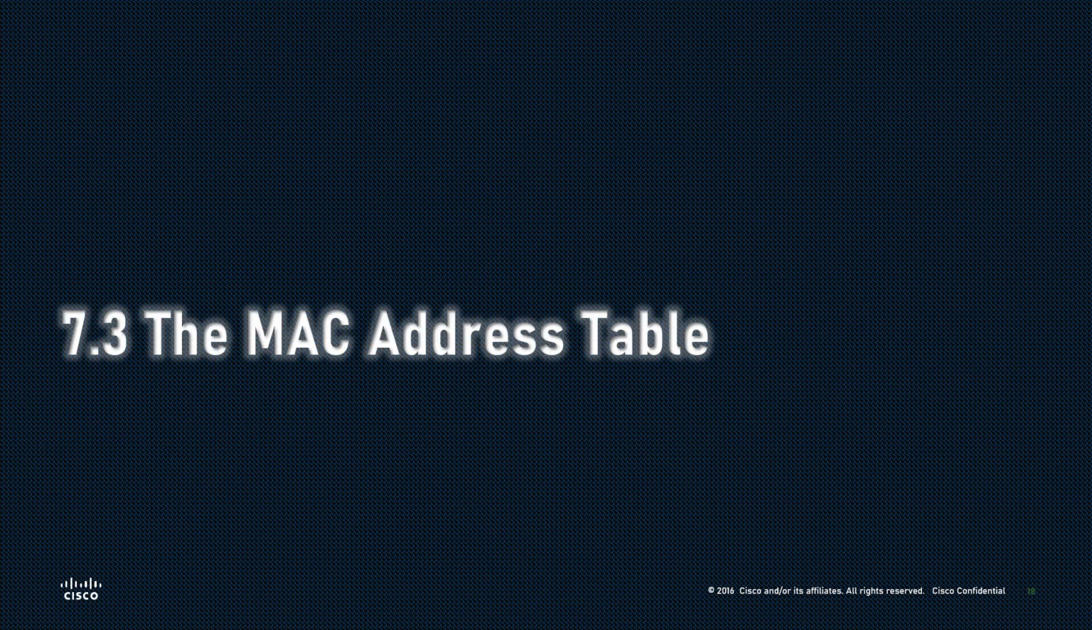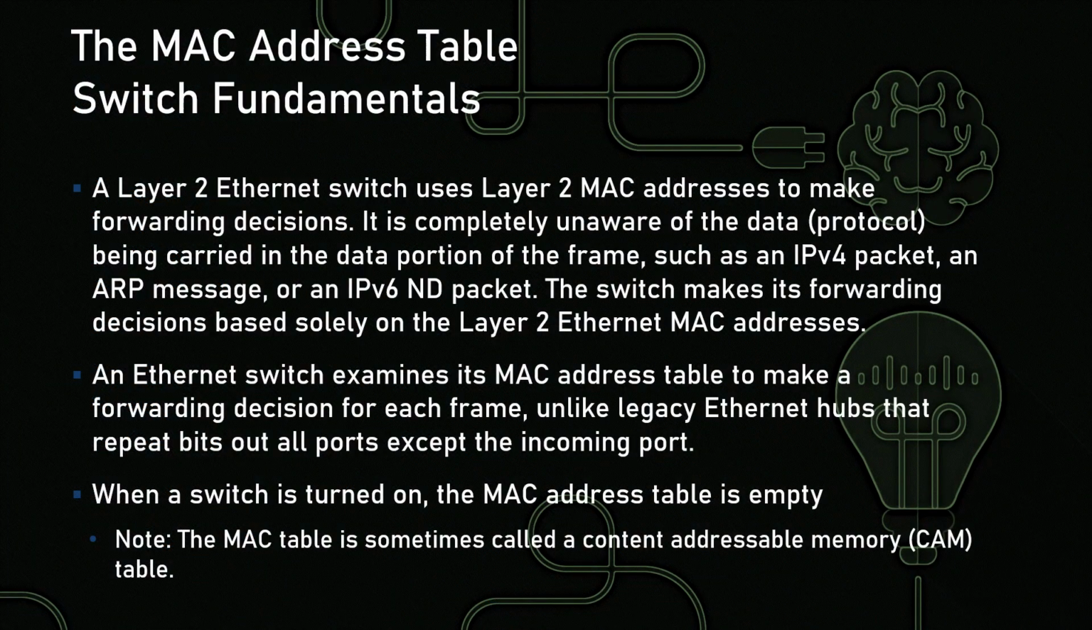Speaking of, let's take a look at the MAC address table. How do we filter stuff? A Layer 2 Ethernet switch uses Layer 2 MAC addresses to make forwarding decisions. It is completely unaware of what protocol is being carried in the data portion of the frame, so it has no idea whether it's IPv4, IPv6, or an ARP message. The switch is going to make its decisions solely on the MAC address that is given. And that's only at Layer 2. It won't peel down to Layer 3.